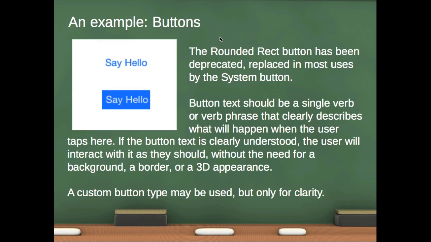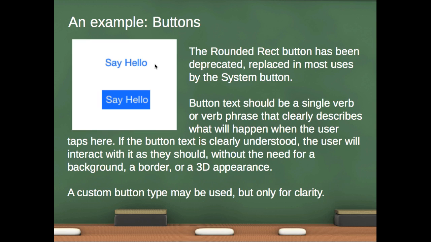Here's an example, and it's the most obvious example in the entire UIKit bag of tricks. It's buttons. The top button here looks like text, and it is text. The top button doesn't have an outline, doesn't have a background, it just says what it does. The rounded rect button that we're familiar with and has been our friend throughout our iOS development is gone. It's been deprecated. And it's been replaced in most cases in user interface design by a system button that, as I already said, has no skin.